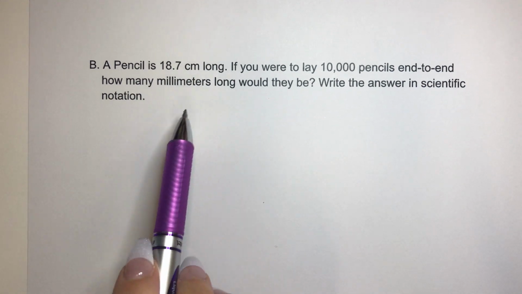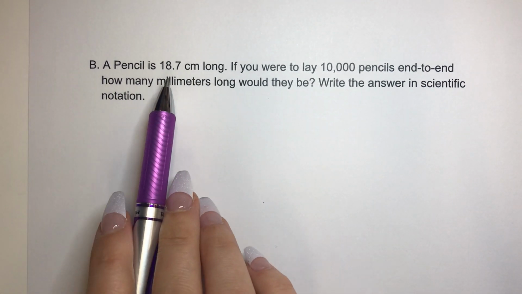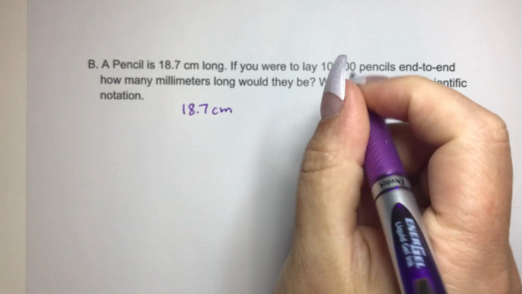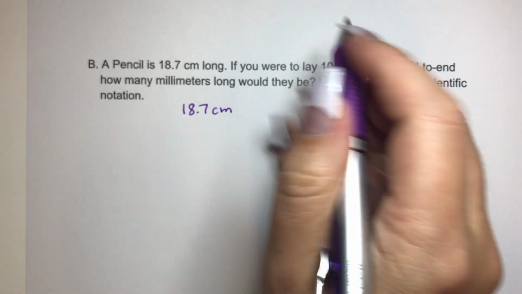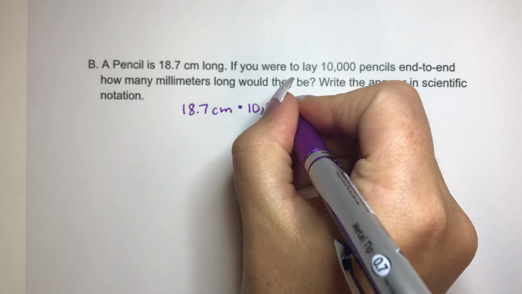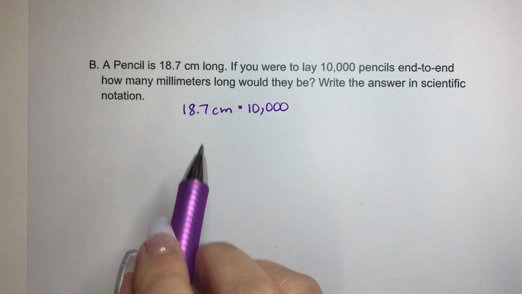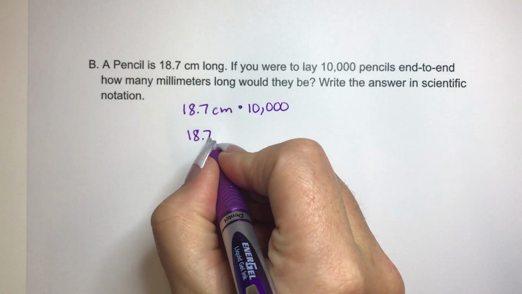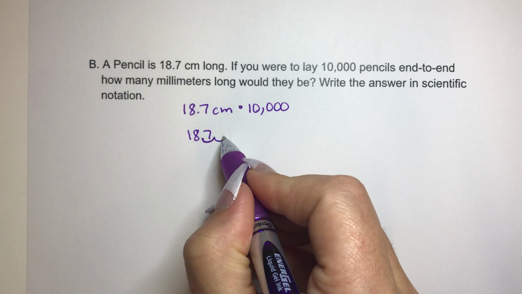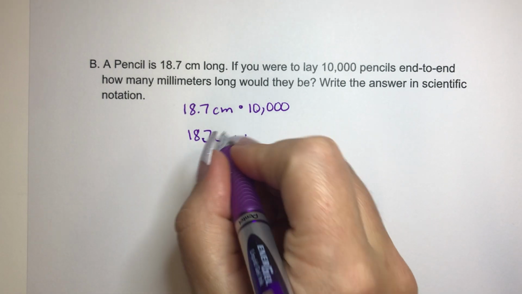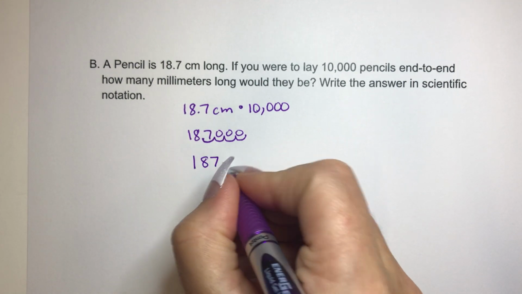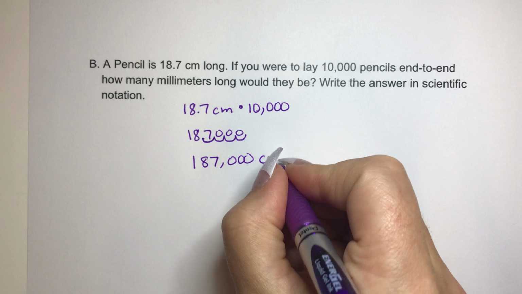We're changing units here. So we start with 18.7 centimeters, and we're going to lay 10,000 pencils end to end, so we're going to multiply this by 10,000. That means we take this 18.7 and move it 4 places: 1, 2, 3, 4. So we put zeros here. That means we end up with 187,000 centimeters.